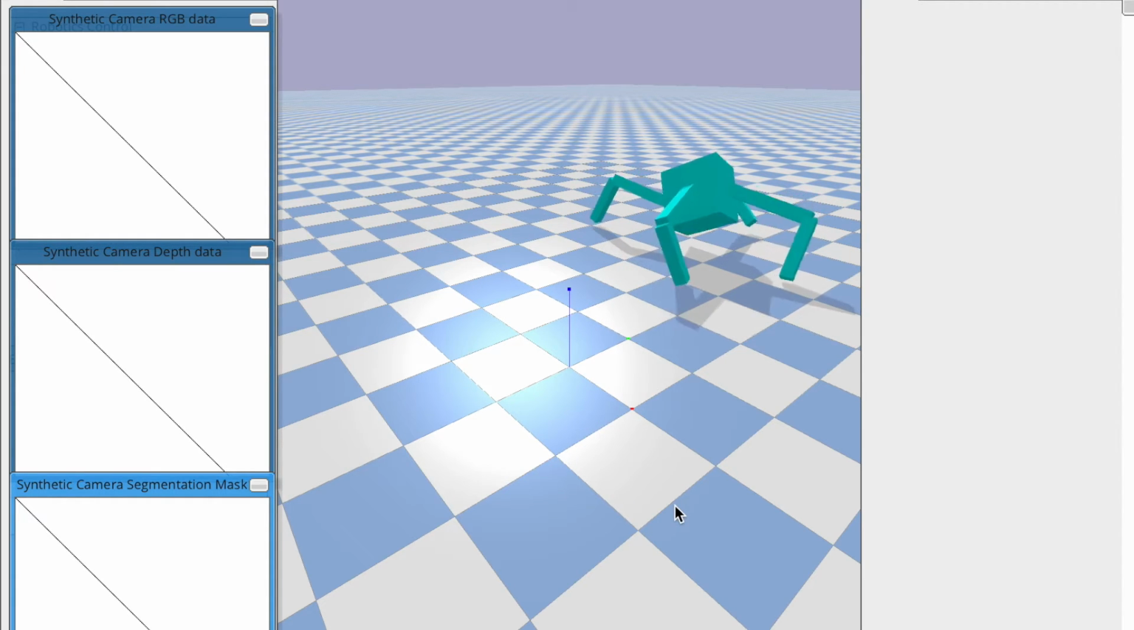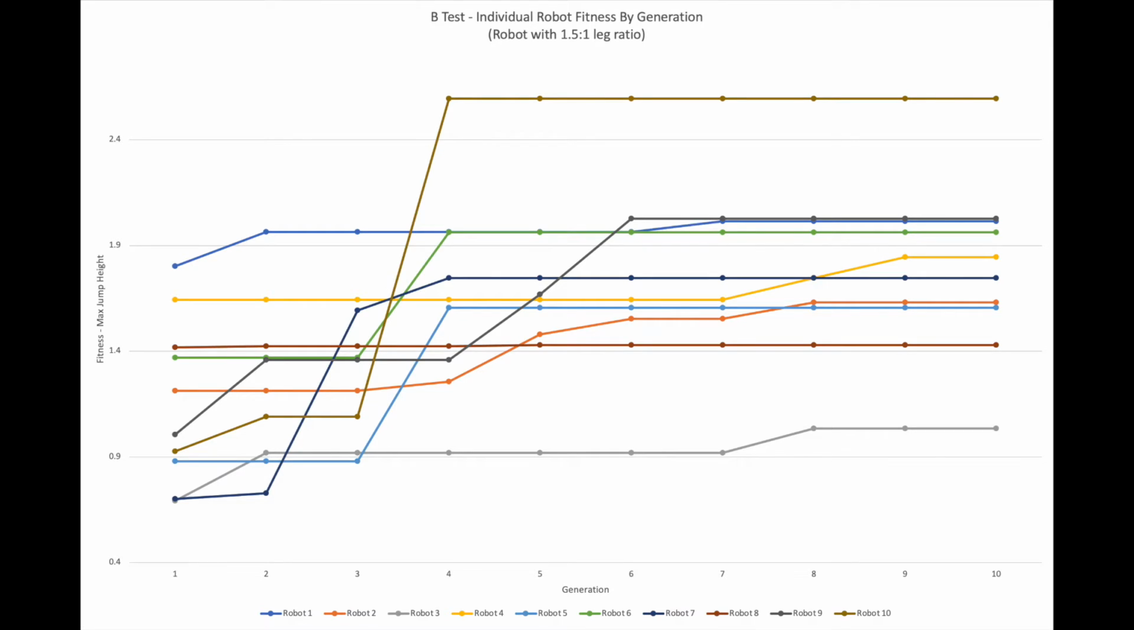This is reflected in the data, and what is really interesting to notice is the rate of change. You can see in the first 3 to 4 generations, we have the largest change in the robot's fitness. This is graphed on the same scale as the A test, and we can see it is higher overall, but the rate of change is really quick at the beginning and then slows down towards the last few generations.